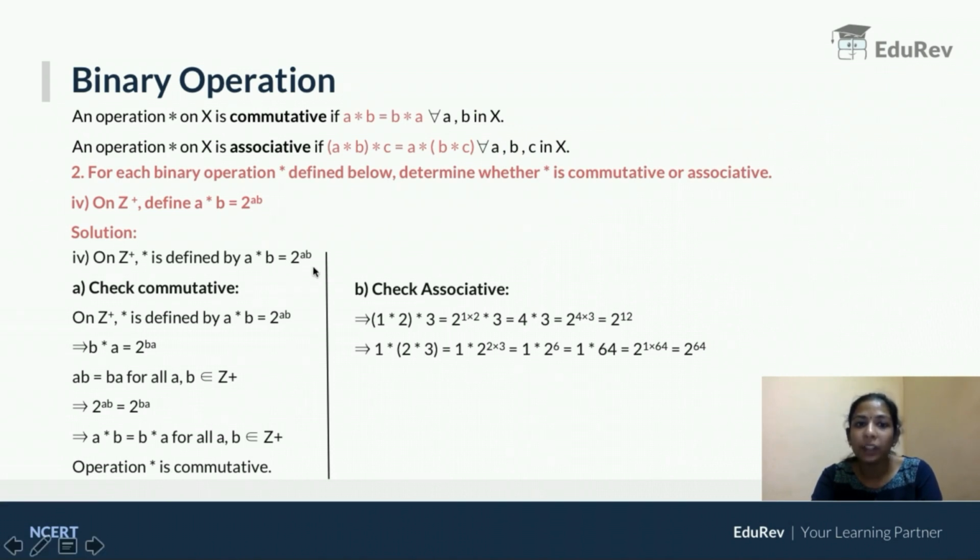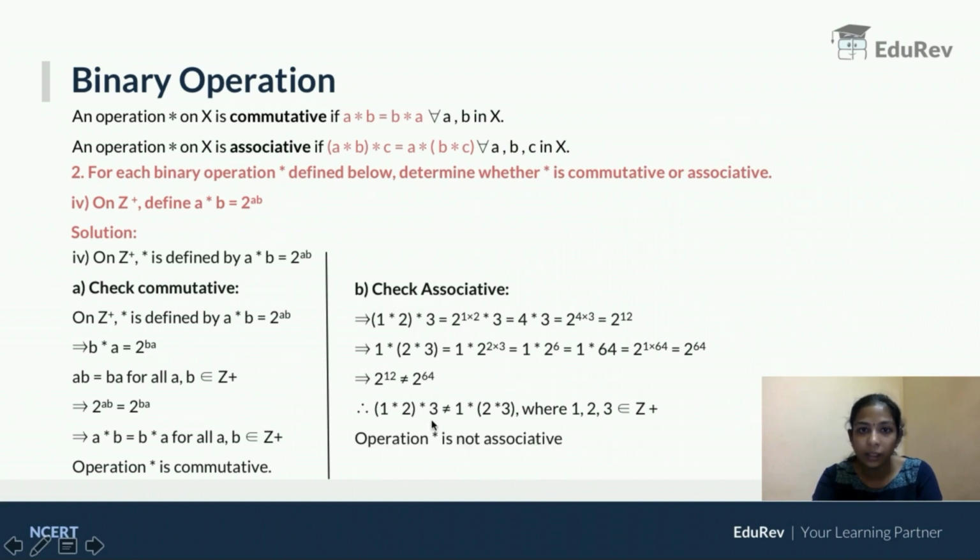Again the same operation, 2 to the power 1 into 64. That is 2 to the power 64. Your LHS is giving final output as 2 to the power 12 and your RHS is giving the final output as 2 to the power 64. Both are not equal. So associative is not holding true for this condition on this operation.